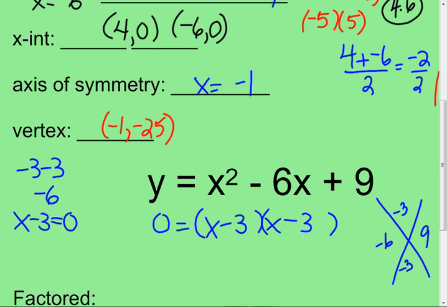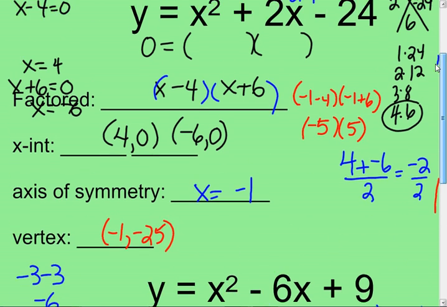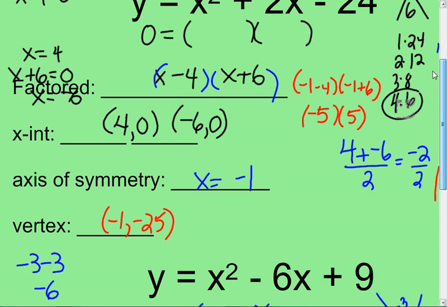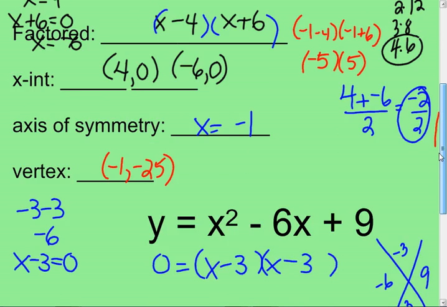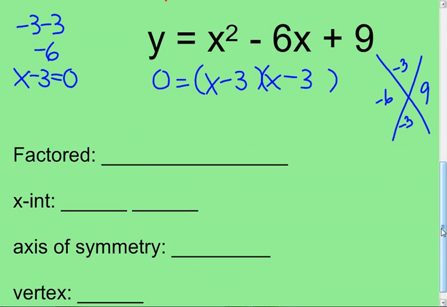This one? X is negative 1, and you put it back in the function. Okay, so this is x minus 3 times x minus 3. The x-intercept is where? 3, comma, 0.